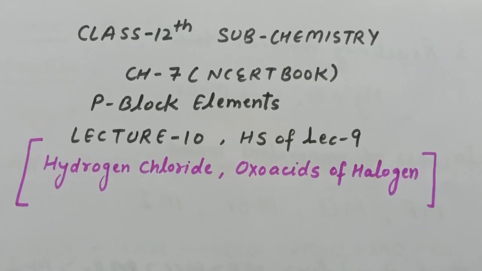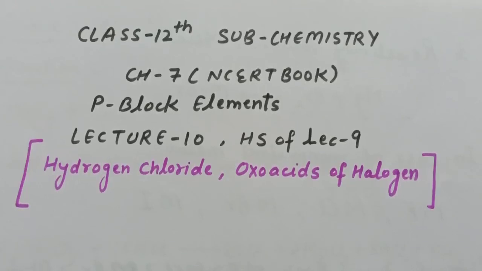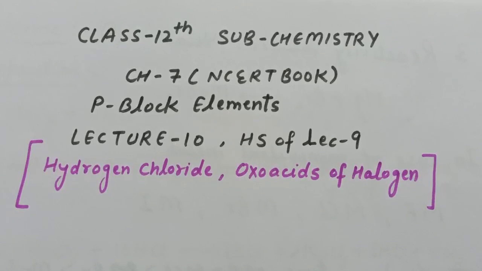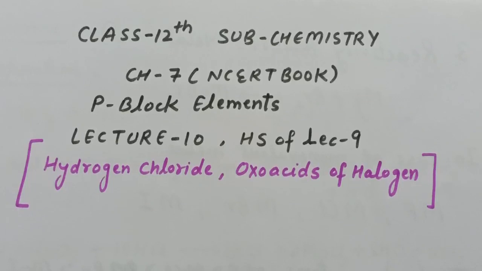Good morning everyone. This is class 12th, subject chemistry, chapter 7 of NCERT book, P block elements, lecture number 10. In this lecture, I will be discussing hydrogen chloride, oxoacids of halogens, and in the end of this lecture, I will be discussing the homework that I gave you in lecture number 9.